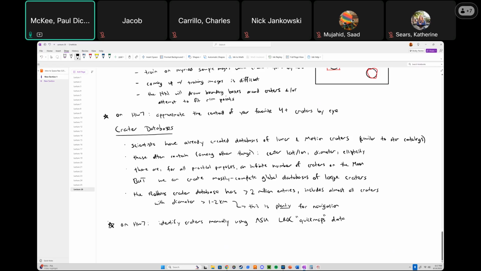Quick Maps, not to be mistaken for QuickMaps, which is a different concept. But anyway, that is our crater database discussion. Questions on crater detection or crater databases? Otherwise, we'll keep on cruising. And we're almost done.